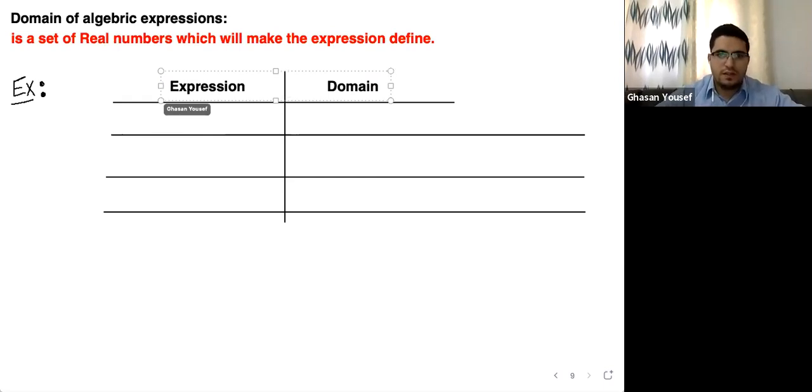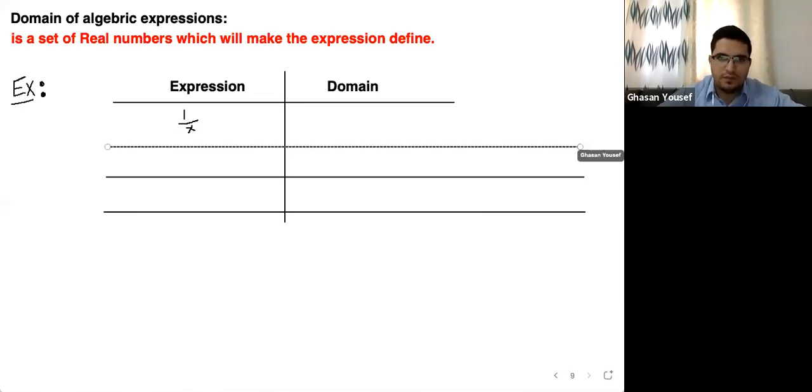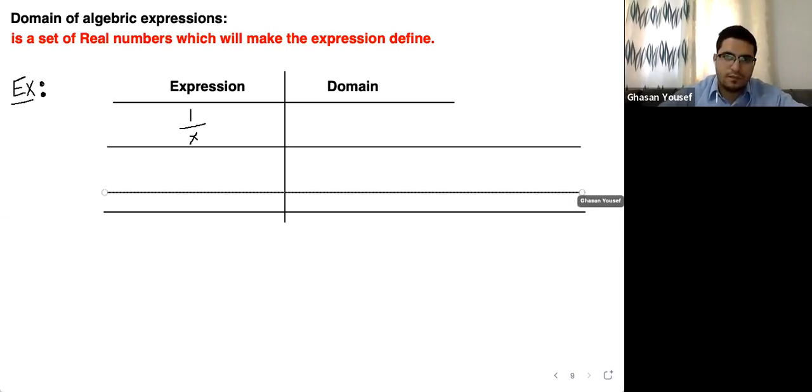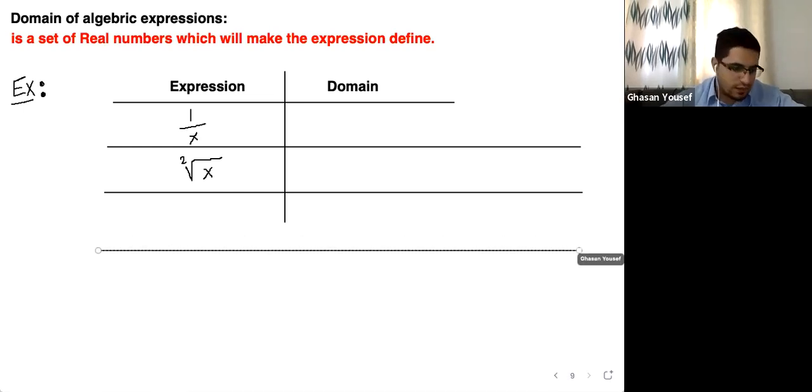So the first expression is 1 over x. The second expression is the square root of x. The third one is 1 over the square root of x.